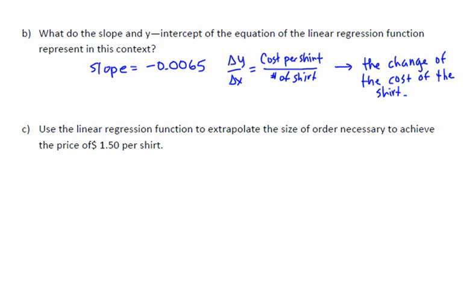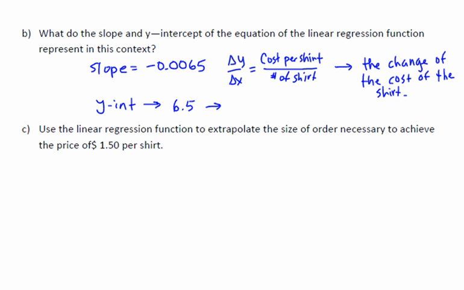There's a change in price per shirt, because the price is changing. Okay, what's the y-intercept represent in this? Was it 6.5? So the y-intercept represents... what's the unit for y? Cost per shirt, right? That was the y value.